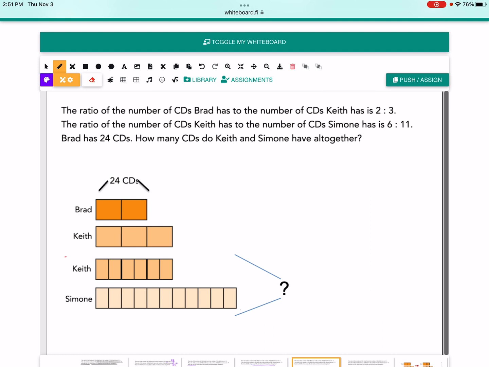So is there anything we can do with that that's related to the number of units Brad has? What is each unit worth? Can you tell? Well, sure. Brad has 2 units, and those 2 units comprise 24 CDs. That means that each unit is 12 CDs, right? 24 CDs in all divided by 2 units is 12 CDs per unit. All right. Every 1 unit is 12 CDs.